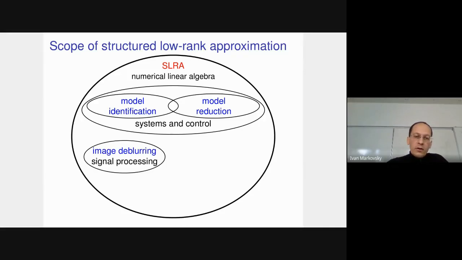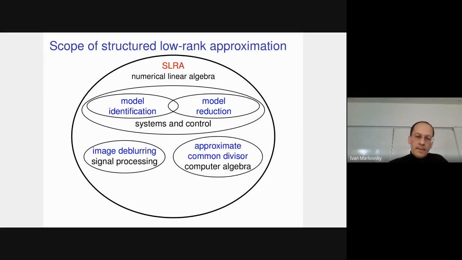Another large field of applications is signal processing, and one particular problem of interest is image deblurring. Here we go from one dimension, which is the systems and control field, where we have one independent variable, time. In image deblurring, we have two variables because it's spatial. And more generally, you can have multidimensional processes. They also can be covered with some more complicated structures in the same framework.